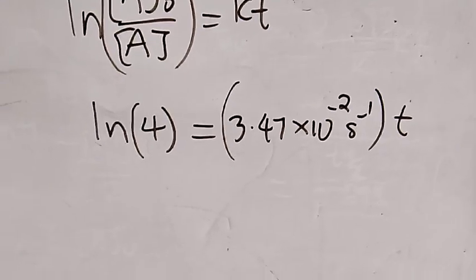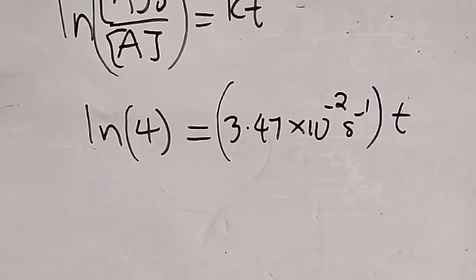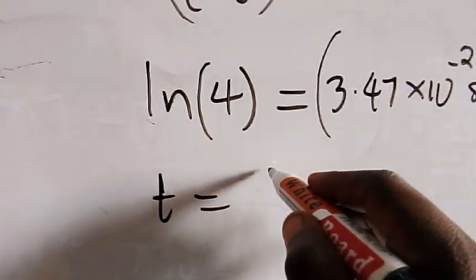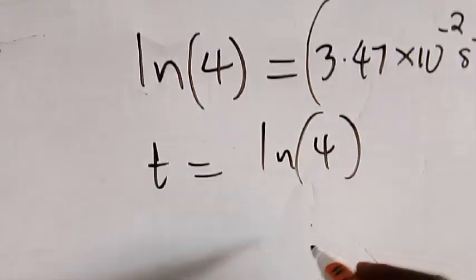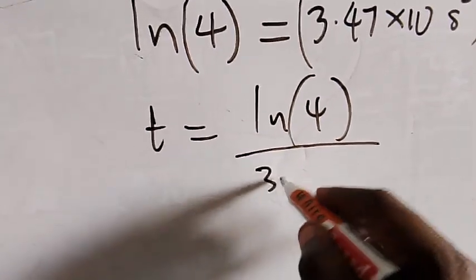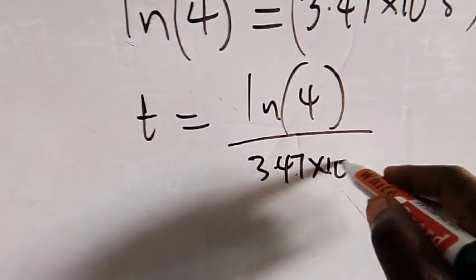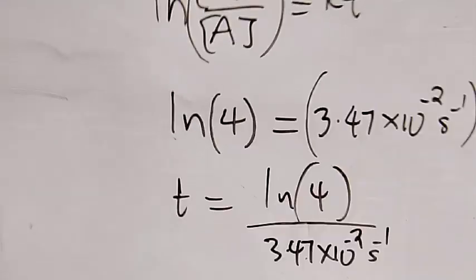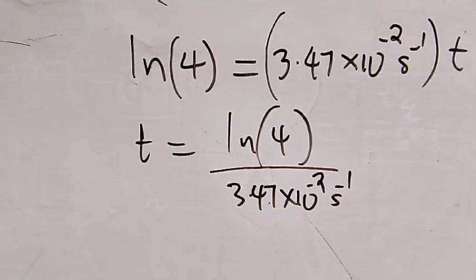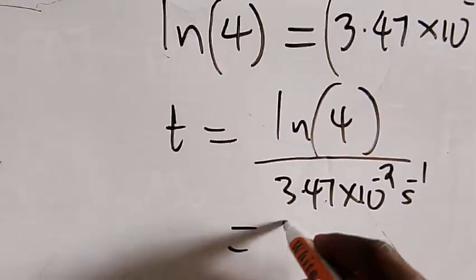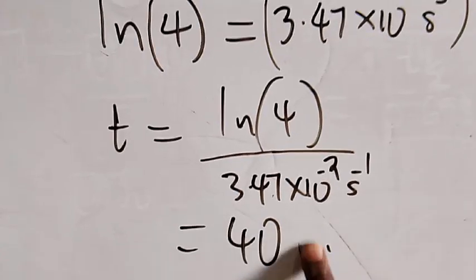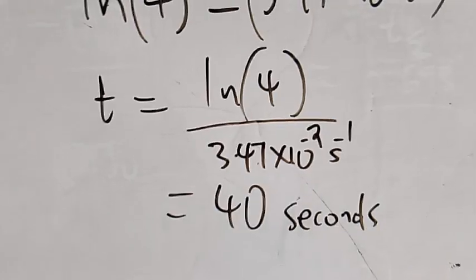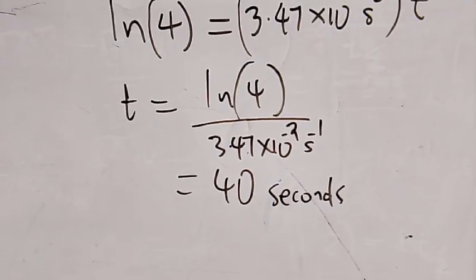Now we calculate T. T is equal to ln 4 over 3.47 times 10 to the power negative 2 per second. You calculate ln 4, then you divide, and you are going to find T is equal to 40 seconds. So that is our T.